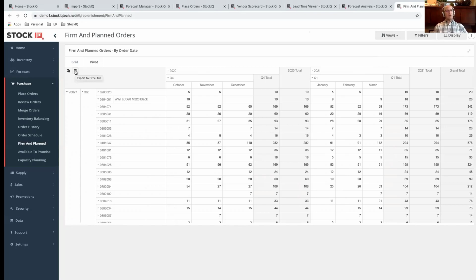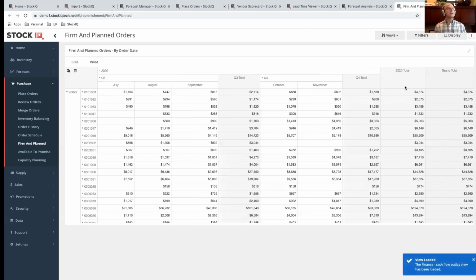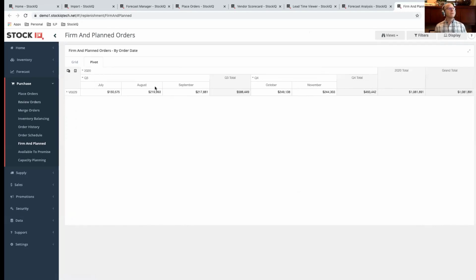So demand, now we have our supply picture. What are we planning on purchasing? By the way, this can also be configured to show a finance or cash flow outlay, which is to say, what will I be laying out to pay for this product by vendor? This gives our finance team an understanding of the cash flow requirements that are going to be required.